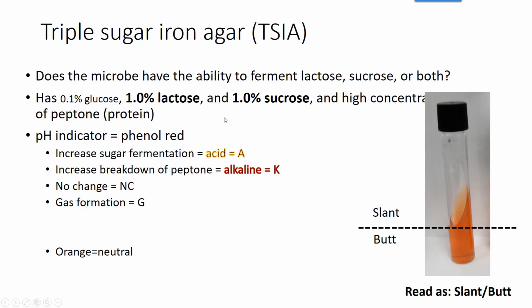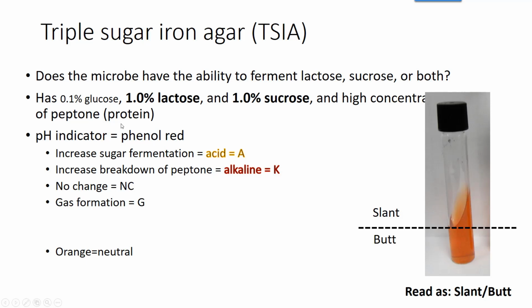We're looking to see if your bacteria is able to ferment or break down lactose or sucrose or both. Now, anytime you ferment a sugar, you do get an acid. And so we are going to have a pH indicator. But my note, other than it having 3 sugars in it based on its name, it does have one other substrate in it, and it's peptone, which is a protein.